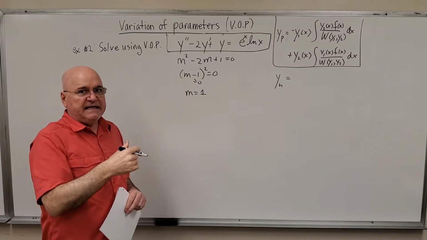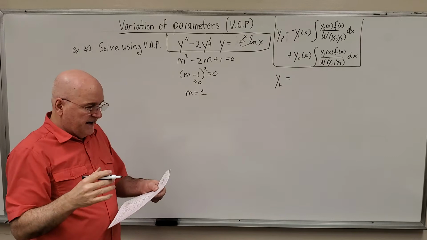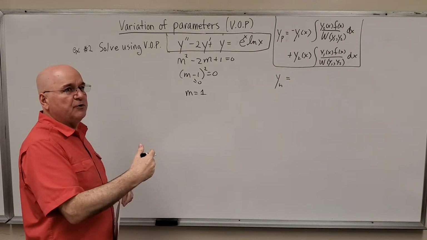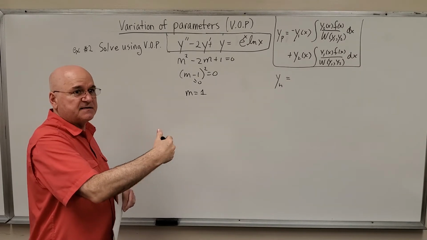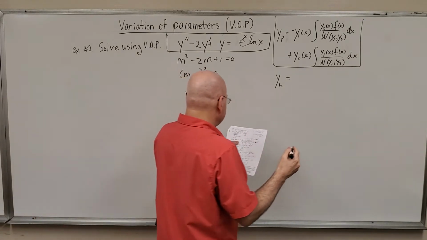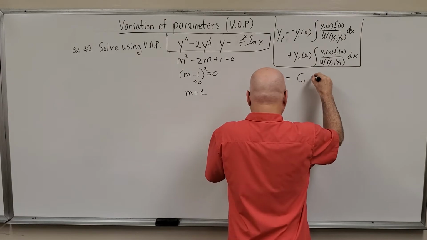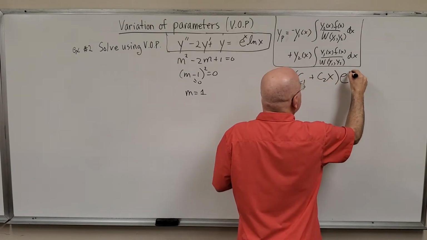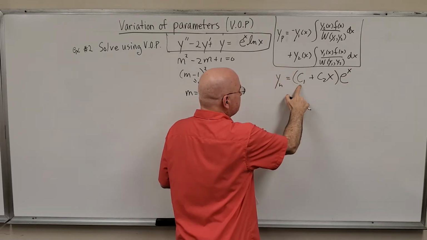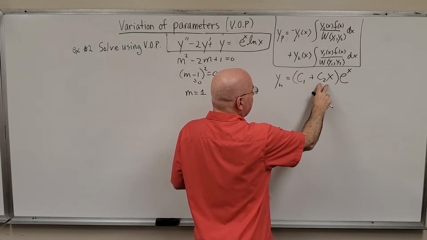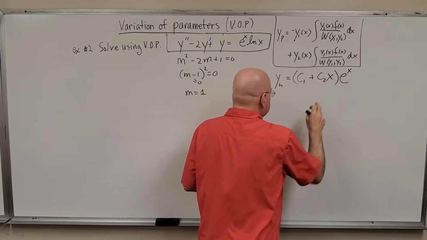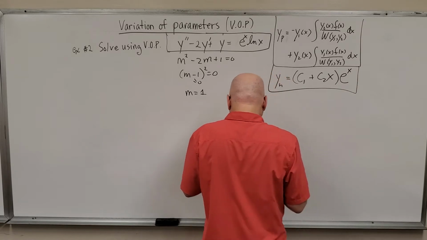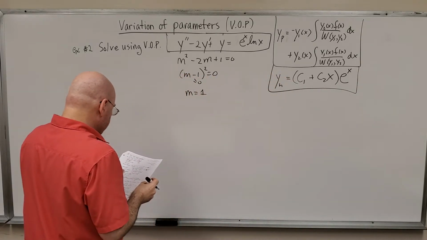It's going to give us an e to the 1x, times a constant. And then the next one, since it's a repeated root, is a constant times x e to the 1x. So we'll get c1 plus c2x, all of that times e to the x. So that's c1 times e to the x, and then c2 x times e to the x. Okay, so that was simple.